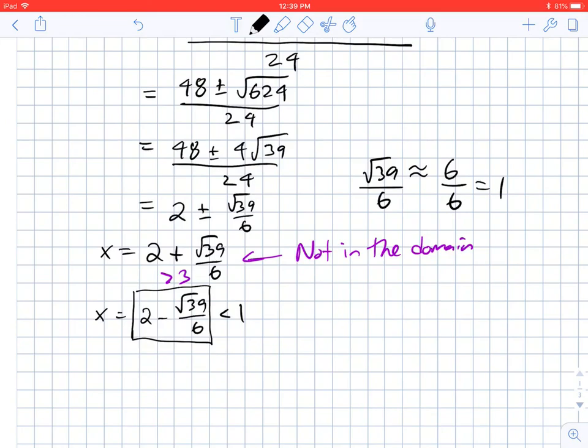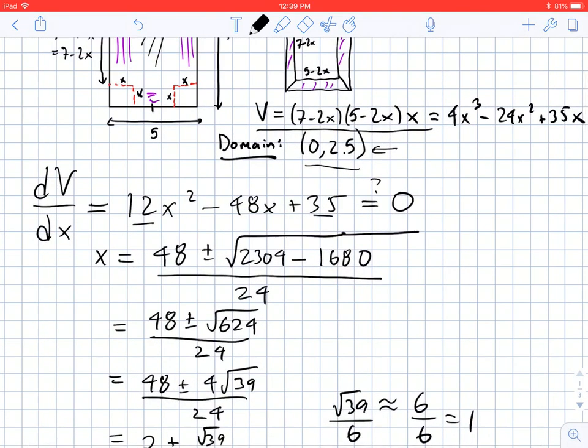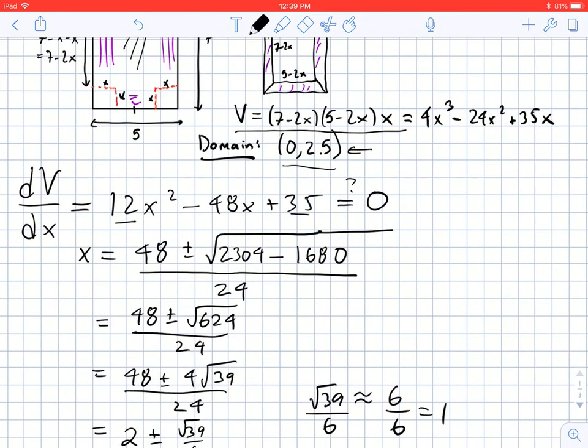Okay. If I wanted to actually know what that volume was, I could take my volume formula and apply it to 2 minus root 39 over 6. So that means I'd actually shove that x value back into our volume formula up here.